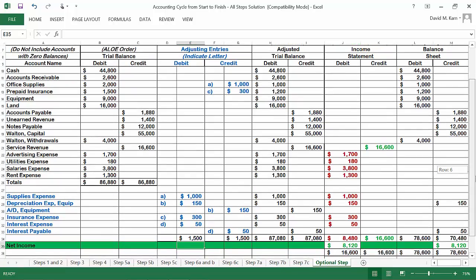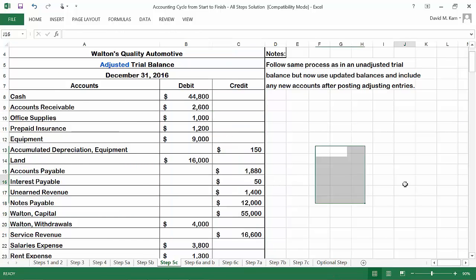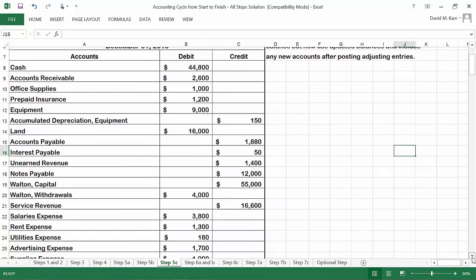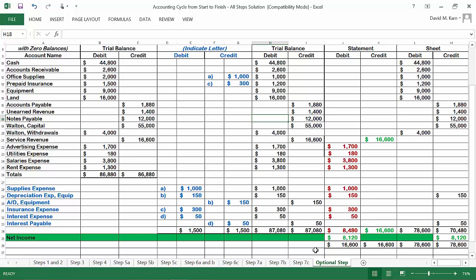Then we did our adjusted trial balance, and basically this would also mirror step 5C. So we would just take into account any of the changes. For example, with supplies, you had $2,000 here, you credited it for $1,000, so we have a $1,000 debit balance there. So again, this will directly mirror the whole adjusted trial balance you did in step 5C. We can check on that, and we can see that our adjusted trial balance is indeed $87,080. So most of this is a lot of repetition.